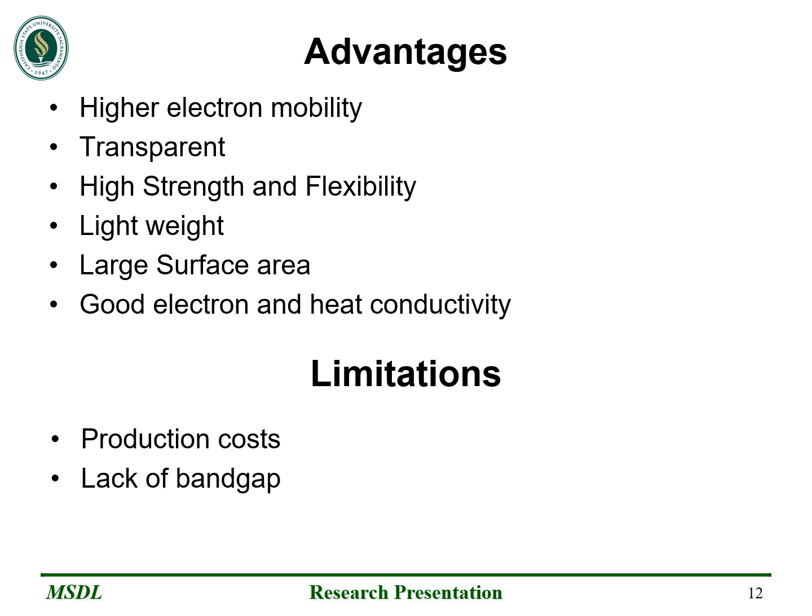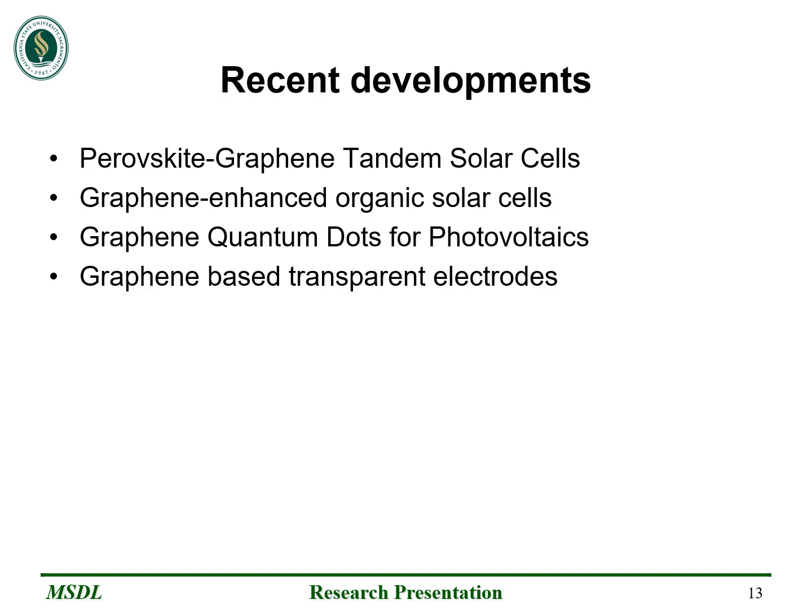Coming to limitations, large-scale production of high-quality graphene remains a challenge. Current methods for producing graphene are expensive and time-consuming, and it also has a lack of band gap. There have been several recent developments in the field.